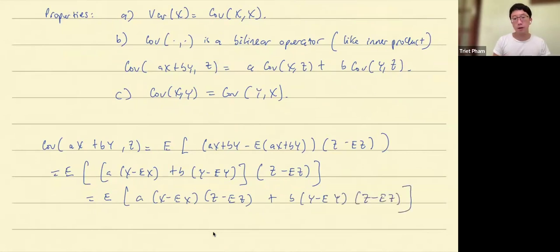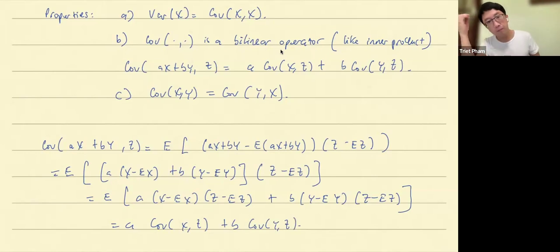But now it is clear, right? That's a covariance of xz plus b covariance of y. Do you understand? Any question?